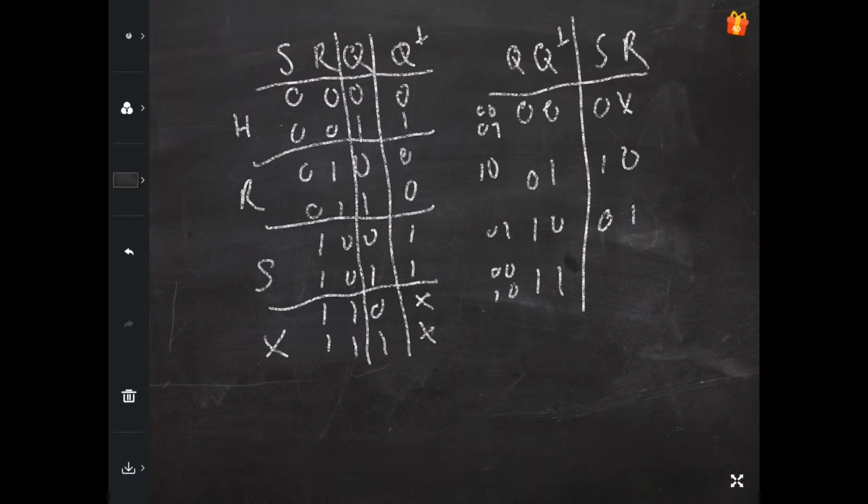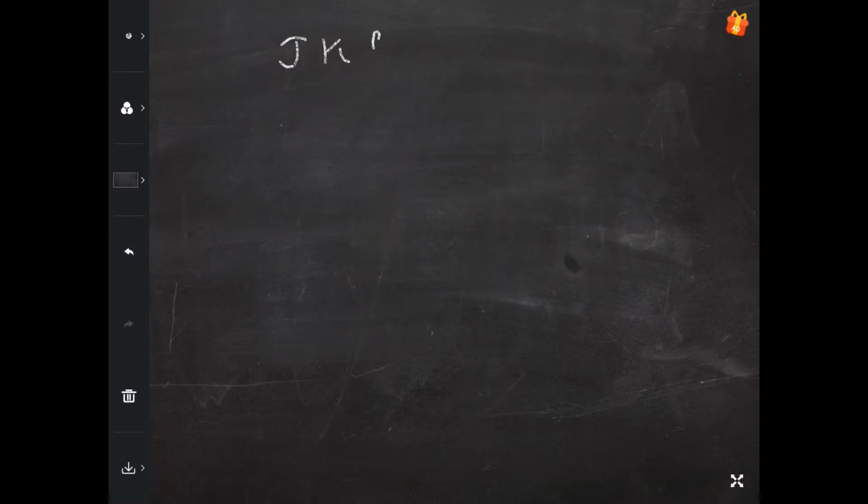You assert S as being 0 and reset as being a 1. But there's two ways to transition from 1 to 1. Therefore, you have a don't care in the most significant bit for set.